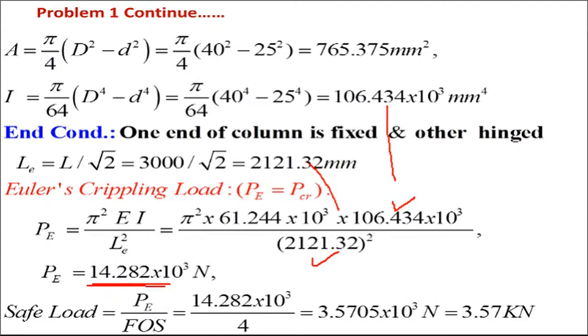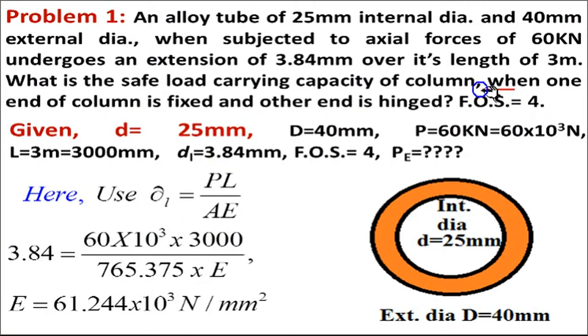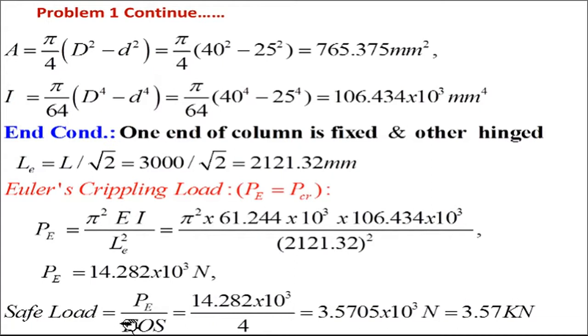Euler's load, and in the problem the factor of safety is mentioned as 4. When Euler's load is known, you can find the safe load. Safe load will be Euler's load by factor of safety. You will get the value of safe load, that is 3.57 kilonewton. So this is the first problem, very simple. You have to do all the things systematically and not make any calculation mistake, otherwise you will unnecessarily lose marks in simple problems.